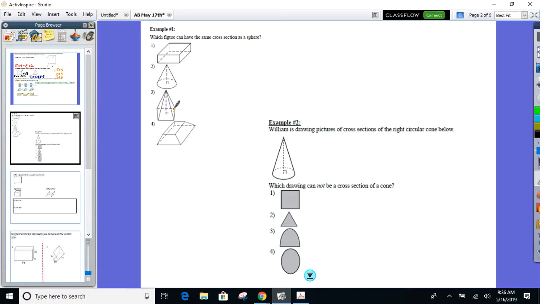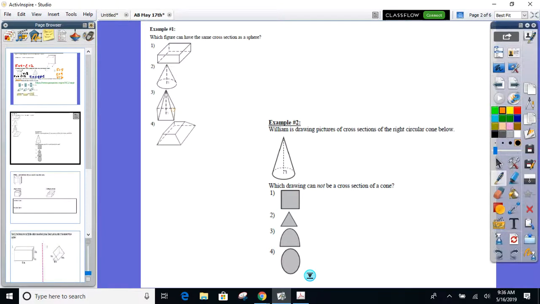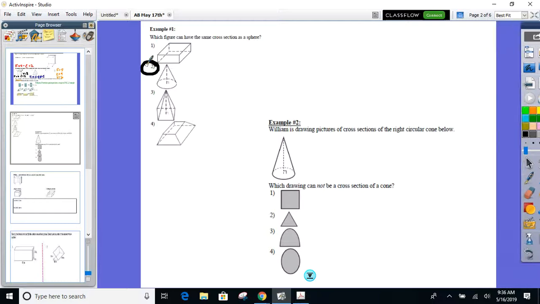And that would be my what up here? My cone. Yep. If I cut it how? Horizontally, I would get a circle. Yes. Are we okay on these cross sections? Because you got about 5 of them tonight for the homework. All right, on your own right now.